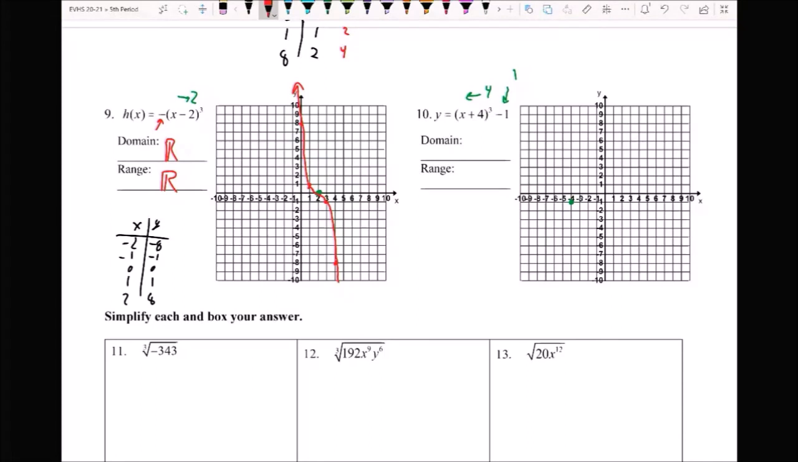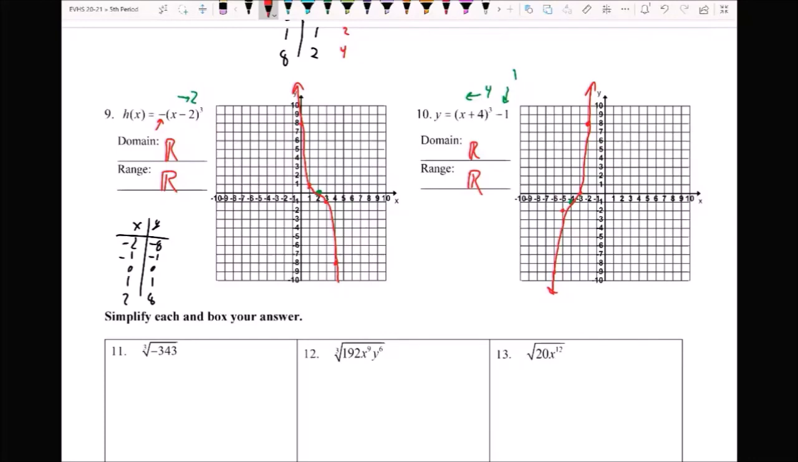So I do the points 1, 1, 2, 8. And then -1, -1, and then -2, -8. And then, of course, all real numbers for domain and range.